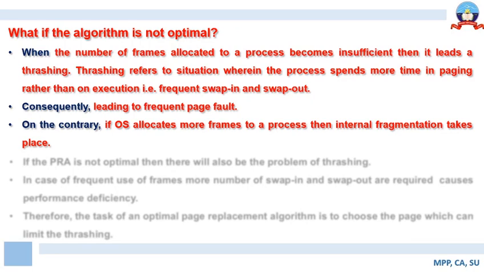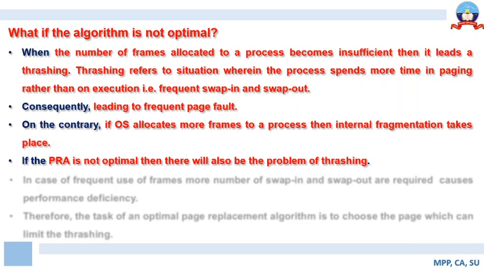On the contrary, if the operating system allocates more frames to the process, then internal fragmentation is destined to take place. So here, fewer frames would result in thrashing and more frames would result in internal fragmentation. That is the reason why an optimal number of frames is to be allocated to the process during its course of execution.